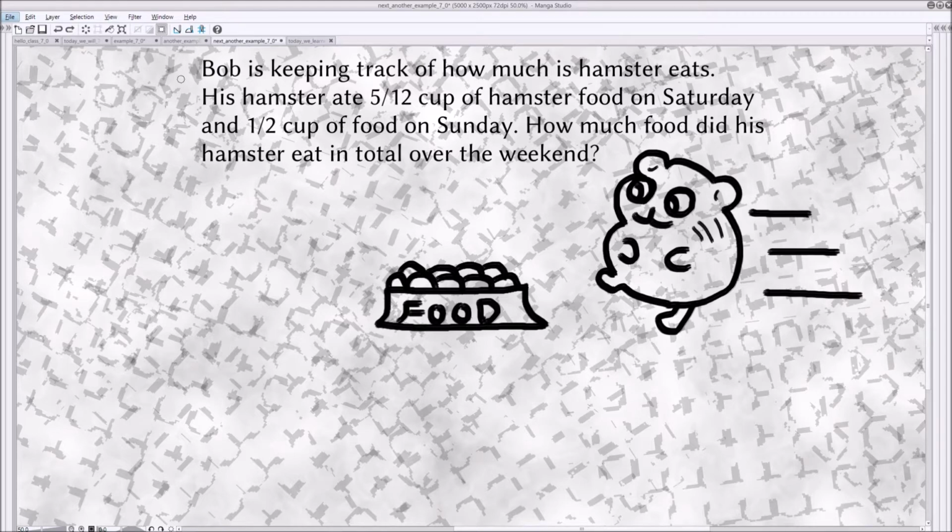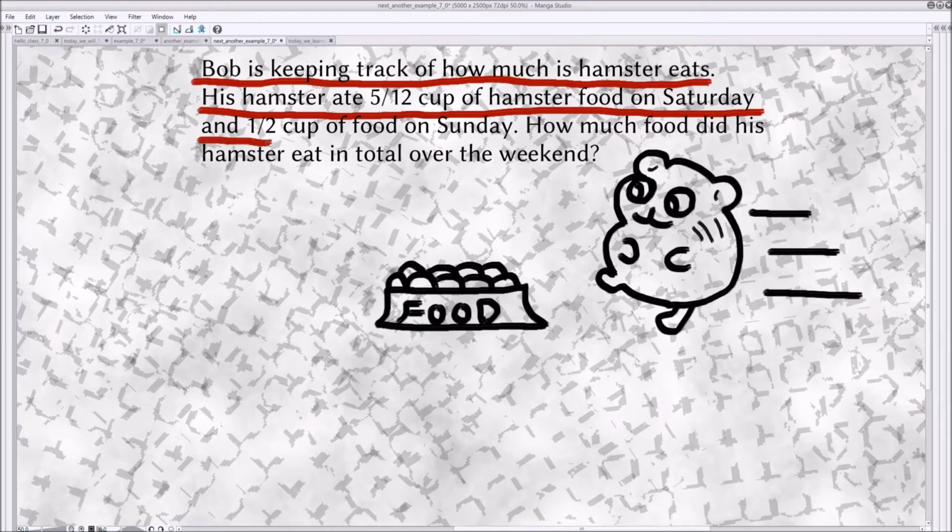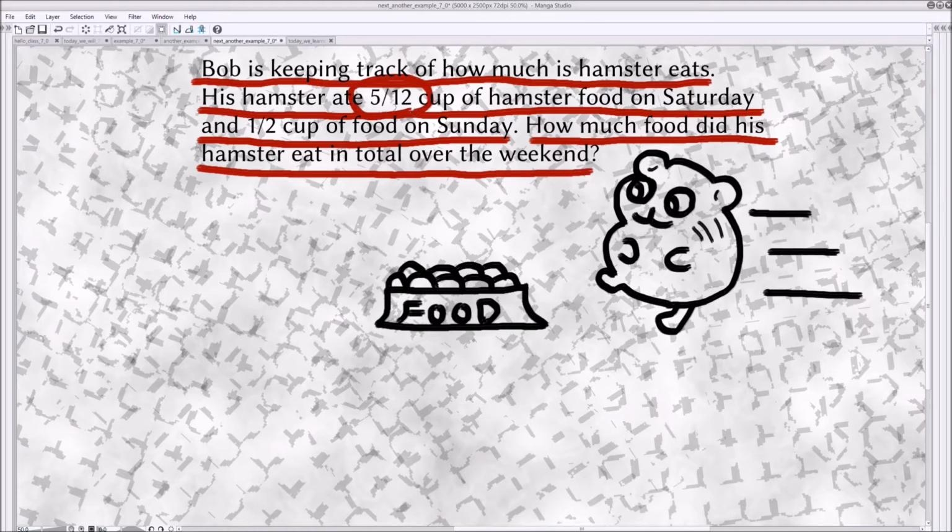Okay, we're back. Let's start off by reading the word problem. Bob is keeping track of how much his hamster eats. His hamster ate 5/12 cup of hamster food on Saturday and 1/2 cup of food on Sunday. How much food did his hamster eat in total over the weekend? So we have 5/12 that he ate on Saturday and 1/2 that he ate on Sunday, and we're going to be adding them together to figure out how much the hamster ate in total over the weekend.